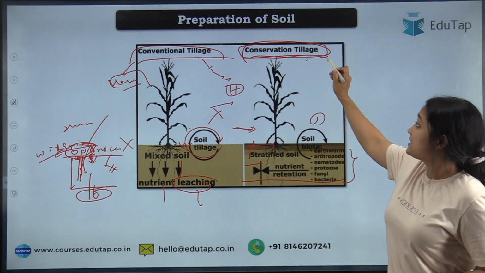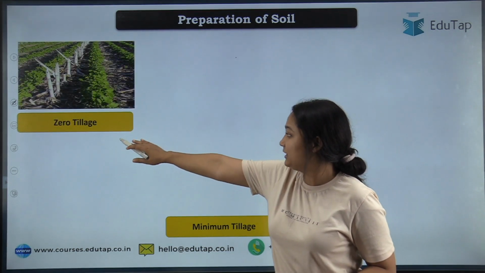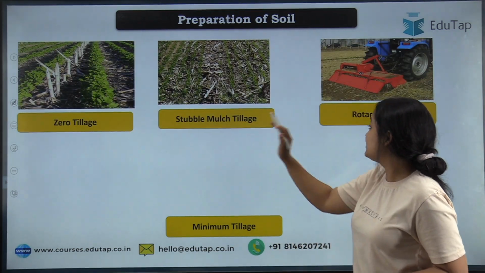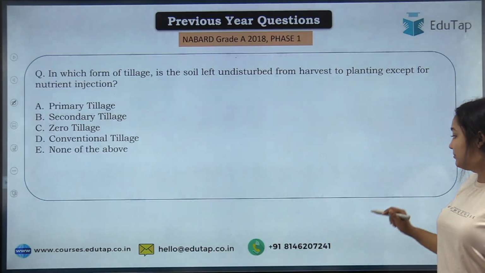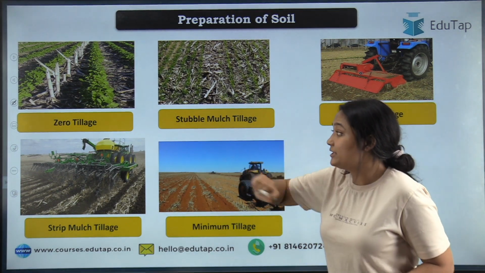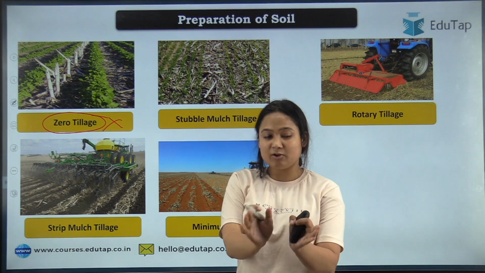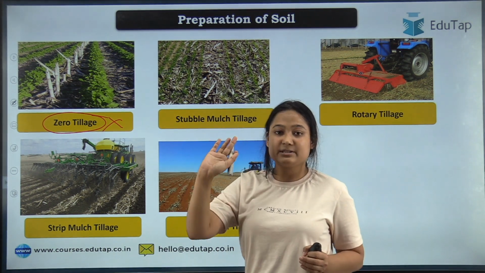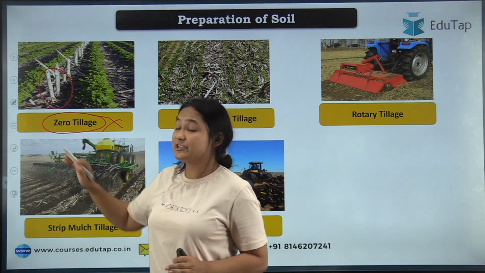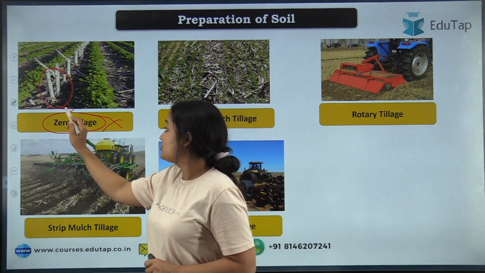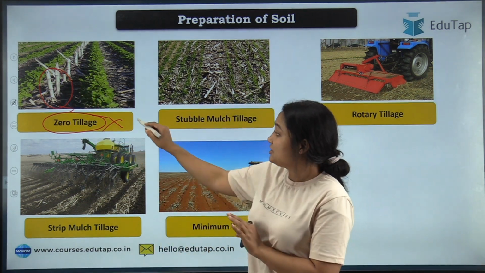Now we will discuss the different kinds of conservation tillage that we do in our field. Starting with zero tillage, then there is stubble mulch tillage, then rotary tillage, then strip tillage, then minimum tillage. Talking about zero tillage, as the name suggests, we are doing no tillage. Suppose you have grown wheat or rice. After harvesting, you are not removing the lower part of the plant that is attached to the soil, that is the stubble. So you are not removing any stubble or stalk part that our land has. So that is zero tillage.